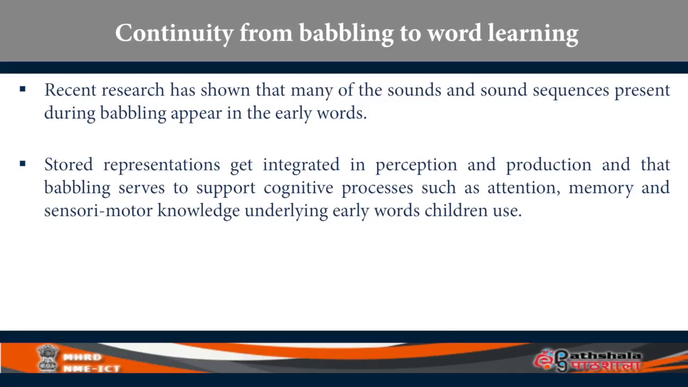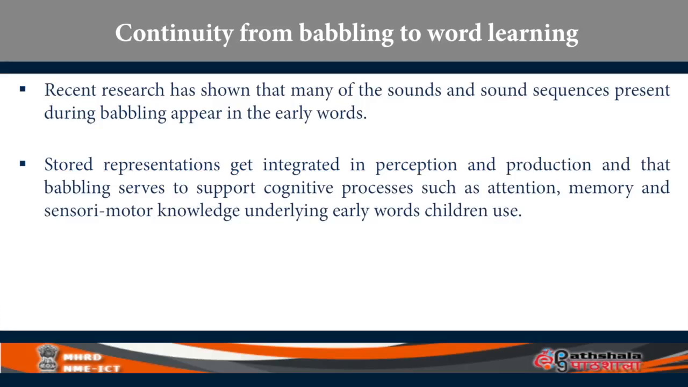So, recent research has shown that many sounds and sound sequences present even during babbling appear in early words. Remember, babbling happens at the age of 6 months. Children say papa, papa, papa, da, da, da, da, blah, blah, like they just babble. But researchers are saying that the babbling stage is continuous, there is a continuum between babbling and first words. There is some correlation between babbling and first words. When do the first words occur? According to Western textbooks, they say first words appear at 18 months. But from many data from Indian languages, our children start speaking their first meaningful words as early as 12 months or 14 months. So, there is a continuation between babbling and first words is what they are saying.